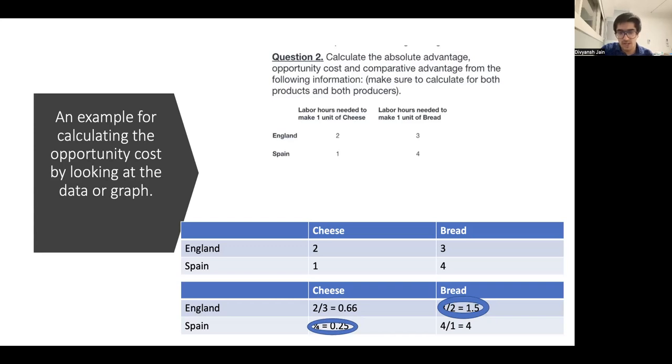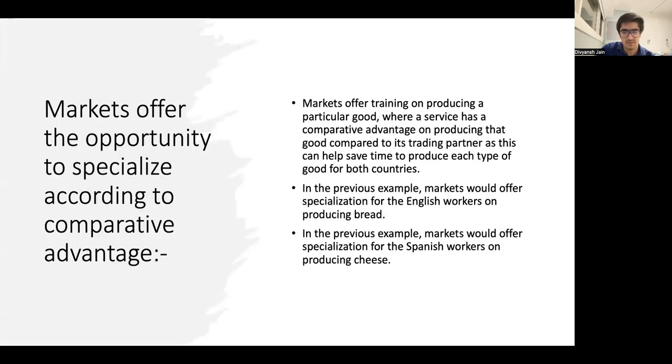From the table at the top, you can see that English workers have absolute advantage in producing bread as they produce more units of it compared to cheese in an hour. And Spanish workers have the same as well as English workers because they produce 4 units of bread each hour compared to 1 unit of cheese.